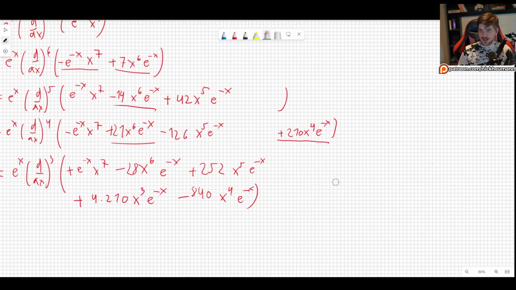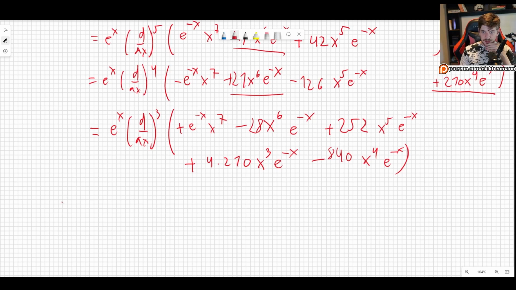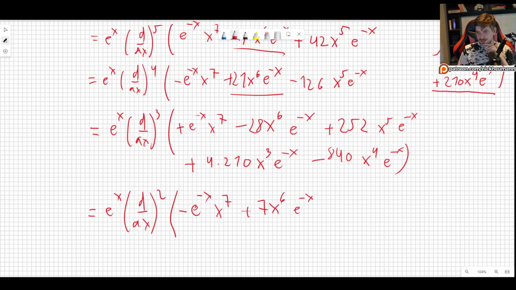So let's get rid of this. And let's now go for the next derivative. So only 3 remaining. So now we have e to the x, dx squared, or rather 2 more derivatives after this one, minus e to the minus x, x to the 7th, and then plus 7x to the 6th, e to the minus x, and now comes this part, so we get minus 28 times 6, and that's x to the 5th, e to the minus x, plus 28x to the 6th.